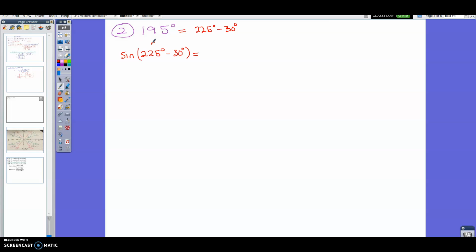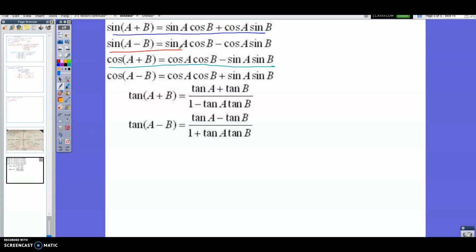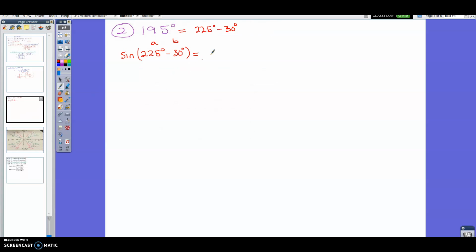So since we have A minus B here, we're going to use this formula. Sine A cosine B minus cosine A sine B. So we have the sine of A, which is 225, times the cosine of B, which is 30, minus the cosine of A times the sine of B.